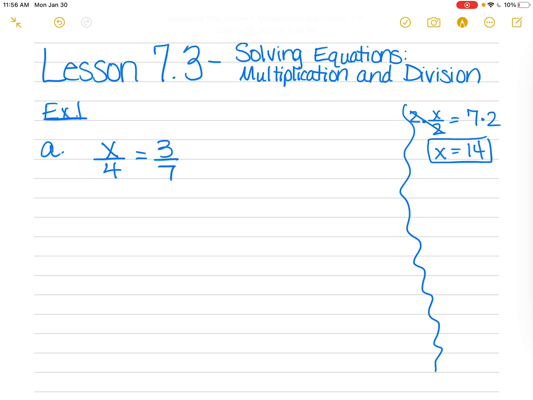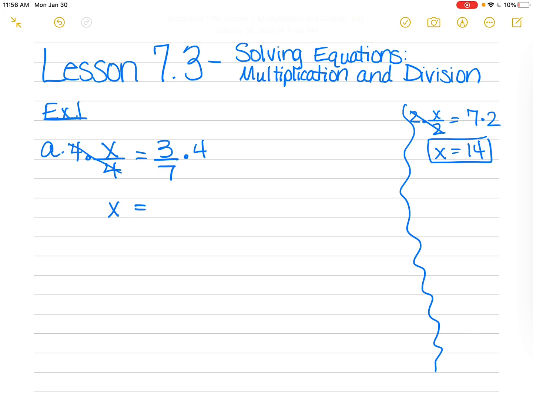So I'm going to do the same thing over here where this says x divided by 4. I'm going to do the opposite of divide by 4, and I'm going to multiply by 4 on both sides to keep that equation balanced. So these eliminate each other, or they equal 1, and so I have 1x, or just x. We don't have to put the 1 in front of it.